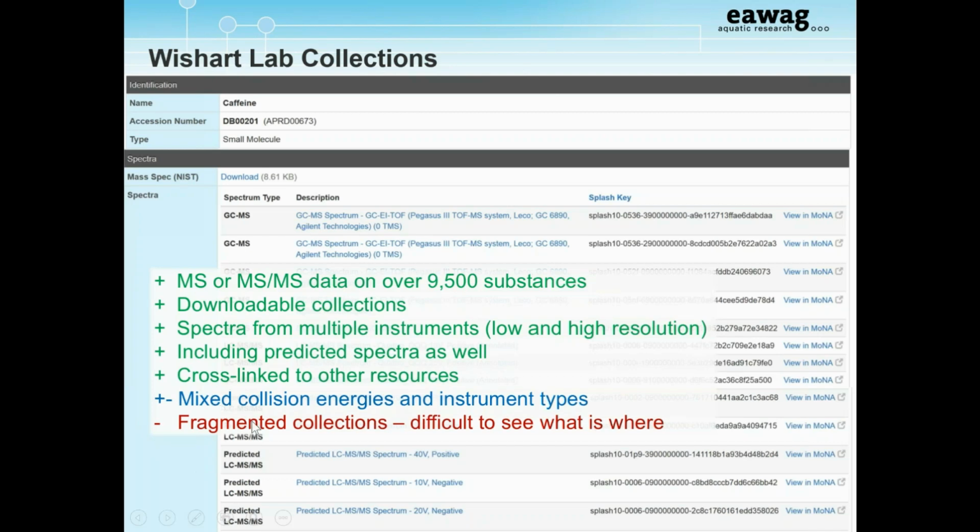And what I find is the only minus is that their collections are quite fragmented. So not all of their compounds are in all of their resources, so it's difficult to see what is where. But this is where they have addressed that, with cross-linking their resources very well.